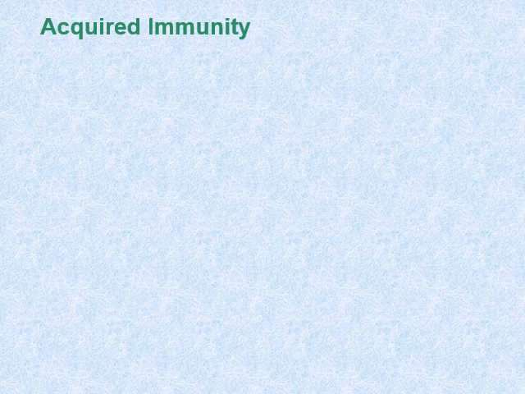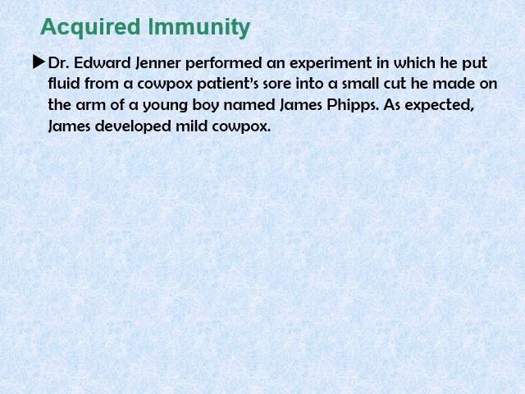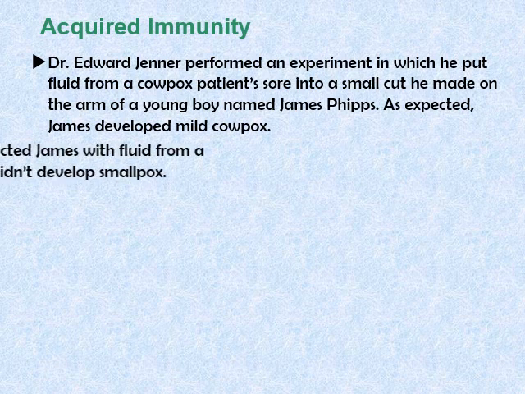Let's look at the historical development of acquired immunity. Some 200 years back, an English physician by the name Dr. Edward Jenner performed an experiment in which he put fluid from a cowpox patient's sore into a small cut he made on the arm of a young boy named James Phipps. As expected, James developed mild cowpox.